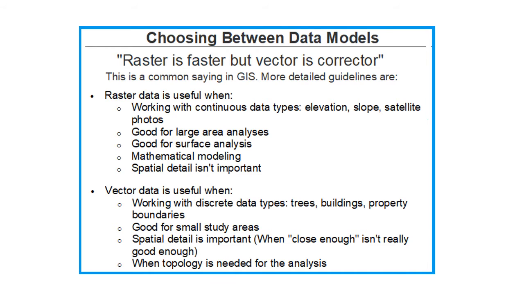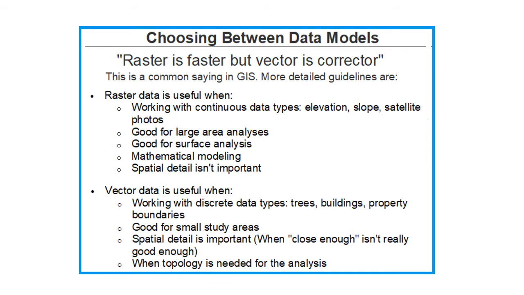Choosing between data models, raster or vector. Raster might be faster, but vector is correct data. This is a common saying in GIS. You will use it in your life also. So, further details on why to select one model over the other.